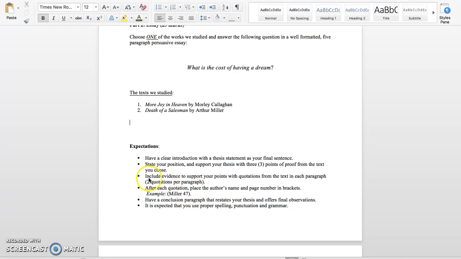Okay, in each of your body paragraphs, you're going to have a quotation, 2 quotes per paragraph. So you put the quote in, make sure it flows sentence-wise, and make sure you explain the quote that you put in there. After each quotation, place the author's last name and page number in brackets. That's last name and page number in brackets. So for example, Miller 47 would come right after your quote.